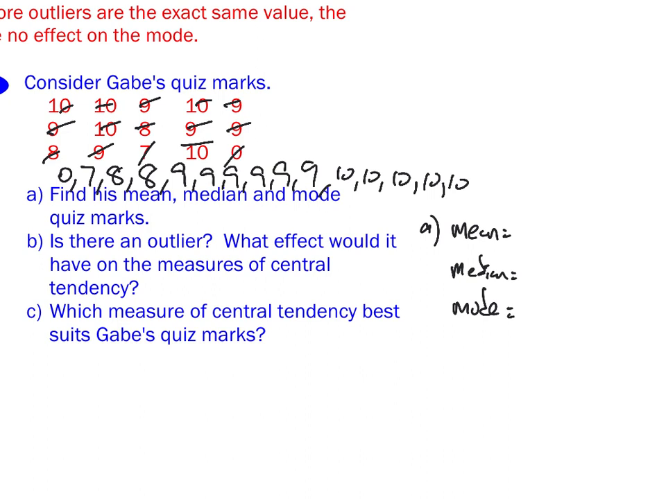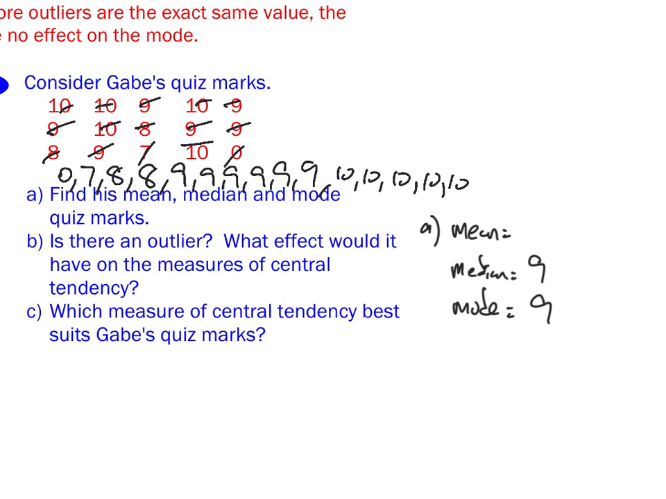What's the mode? 9. Very good. There's six 9s. What's the median? It's also 9. How do we know that?